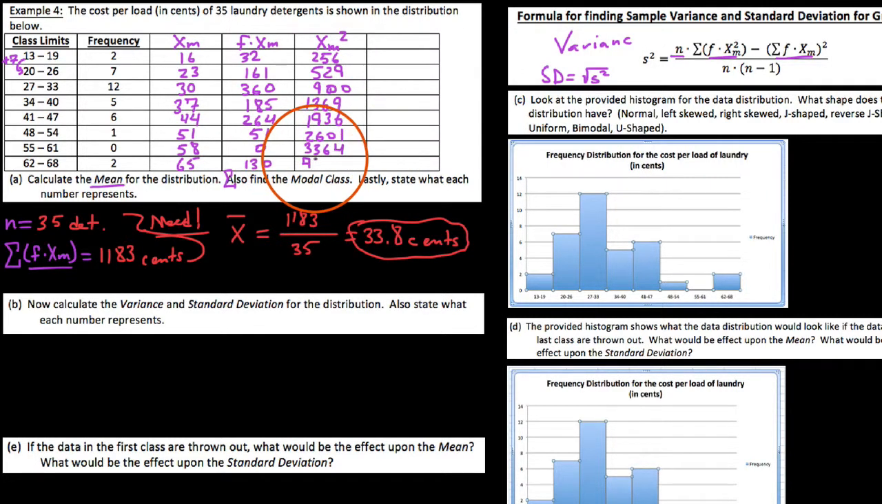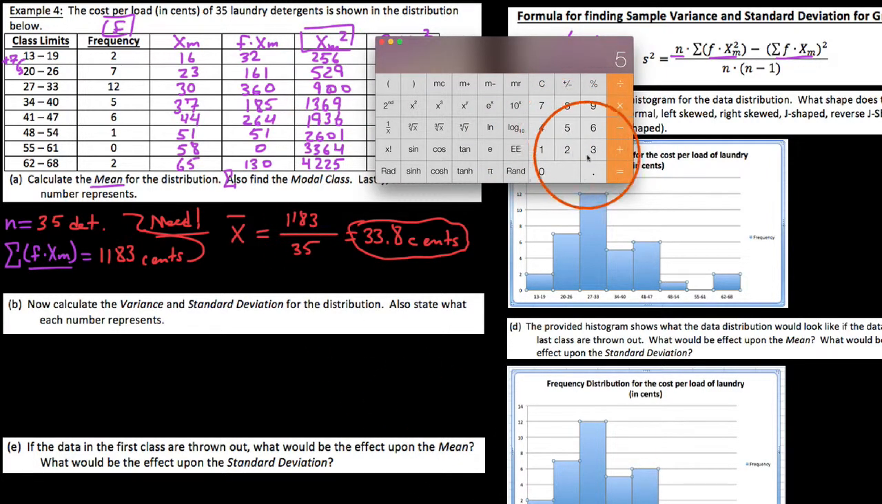So now that we have all of these midpoint values that we've squared, we need to add in our last column here, which is our frequencies, not times the data, but frequencies times the squared data. So we're going to take this entire frequency column right here, times our squared data column. We're going to multiply these values. So 2 times 256 is going to be 512. We get 7 times 529.